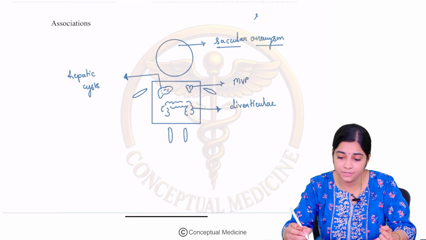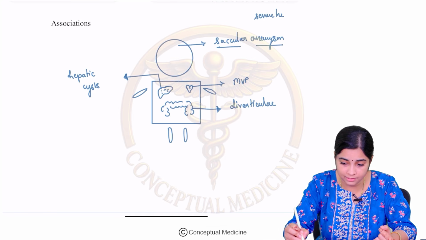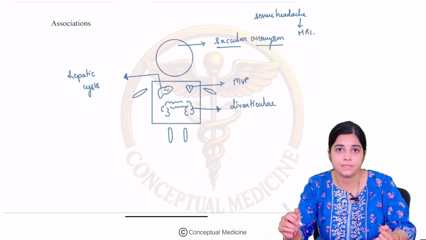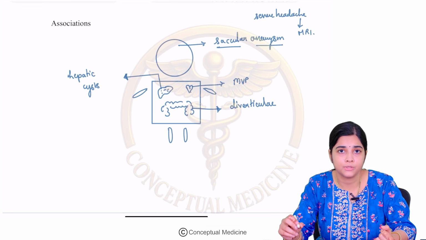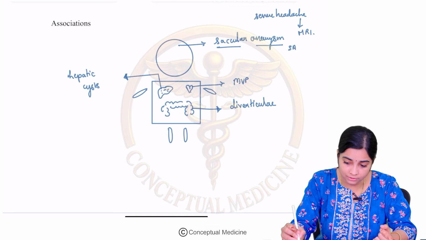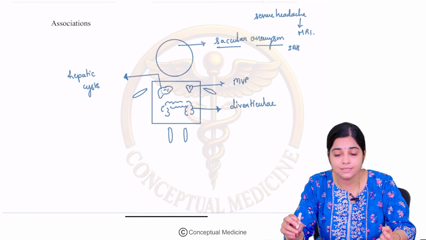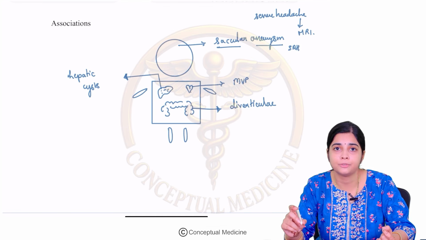So a PCKD patient presents with severe headache. If a PCKD patient presents with severe headache, then you have to do an MRI brain to rule out saccular aneurysms, because these aneurysms have a high chance of rupture and you can develop a subarachnoid hemorrhage. That is the reason why, if a PCKD patient presents with severe headache, you have to do an MRI of the brain.